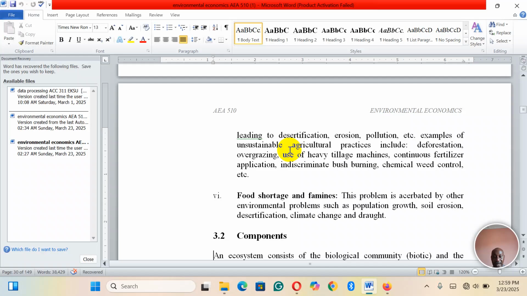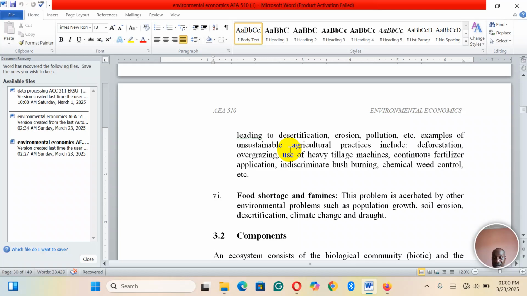Then the last one there, we're looking at food shortage and famines. These problems are exacerbated by other environmental problems such as population growth, soil erosion, desertification, climate change, and drought.